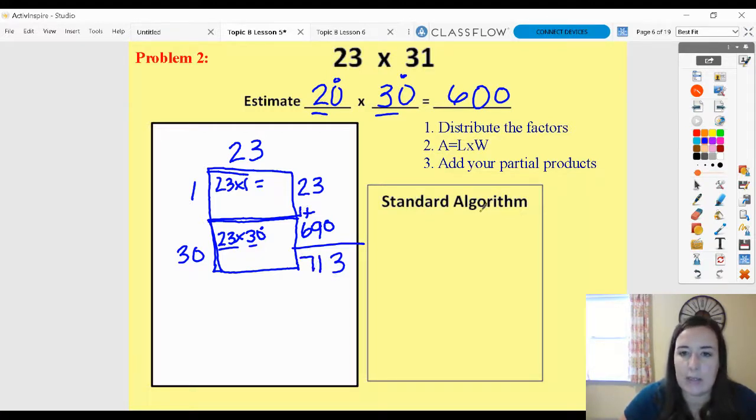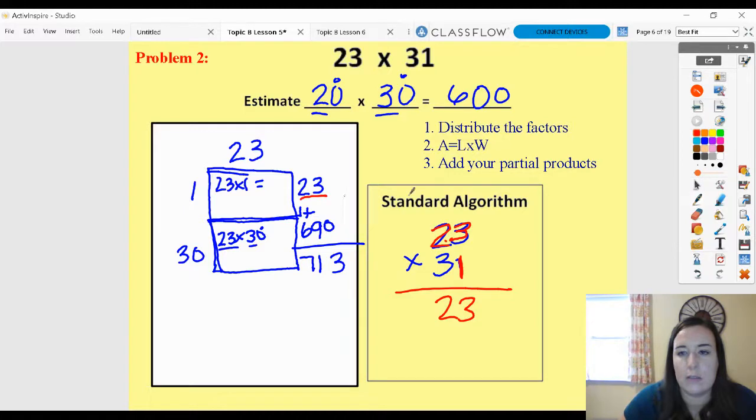Now let's compare that to our standard algorithm. So I'm going to write 21 times 31. Nope, not 21, 23. That would have given me a different answer for sure. So first we're going to go ahead and do 23 times 1. That's what's going to be in this first row here. So I have 3 times 1 is 3. 2 times 1 is 2.